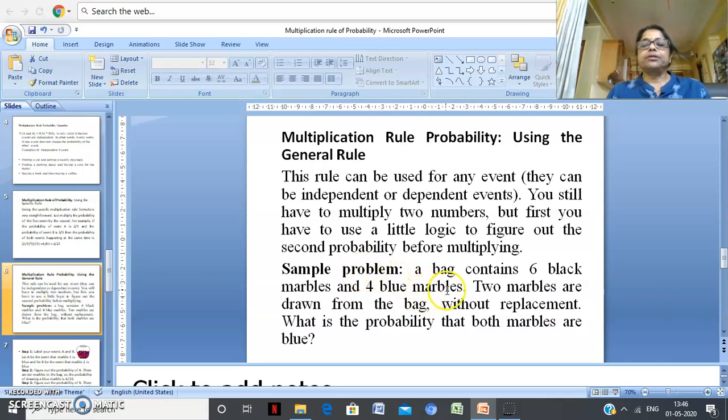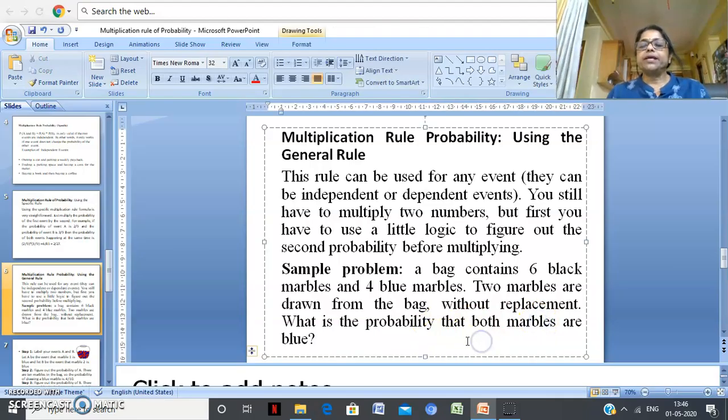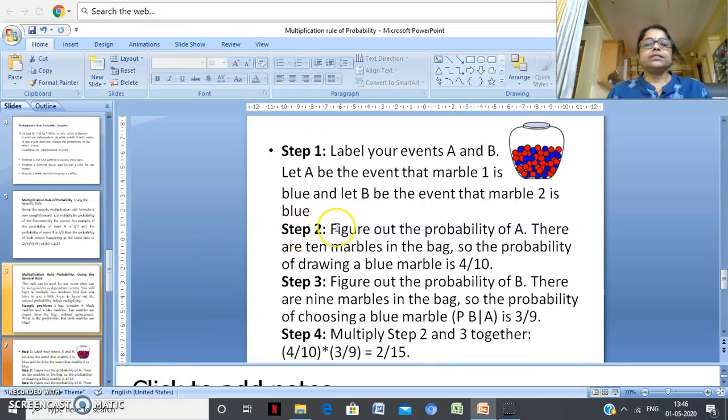Let's take an example. A bag contains 6 black marbles and 4 blue marbles. Two marbles are drawn from the bag without replacement. What is the probability that both the marbles are blue? Step 1: Label your events A and B. Let A be the event that marble 1 is blue and let B be the event that marble 2 is blue. Step 2: Figure out the probability of A. There are 10 marbles in the bag, so the probability of drawing a blue marble is 4/10.